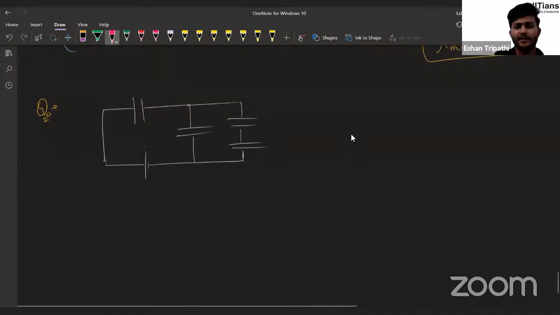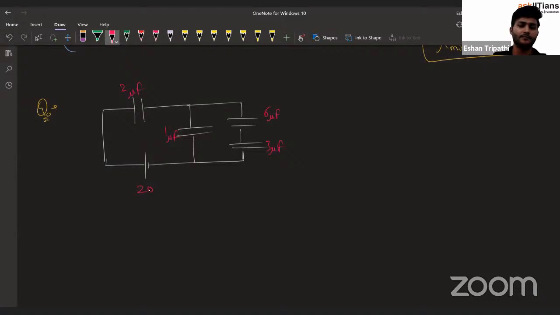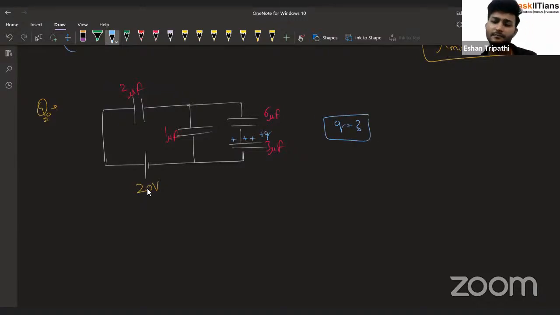A couple of capacitors placed like this: 6 microfarad, 3 microfarad, 1 microfarad, 2 microfarad. And I apply a potential difference of 20 volt over this. Very simple JEE Main type question. You are supposed to find the charge on this plate, this plus Q's value, nothing else.